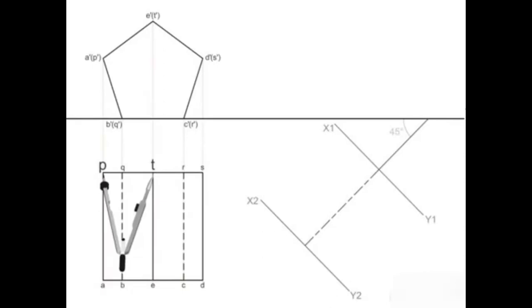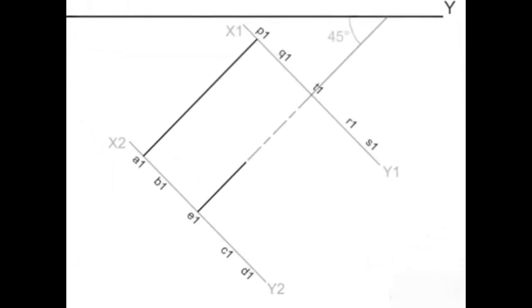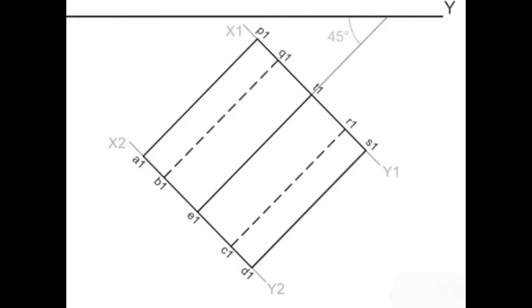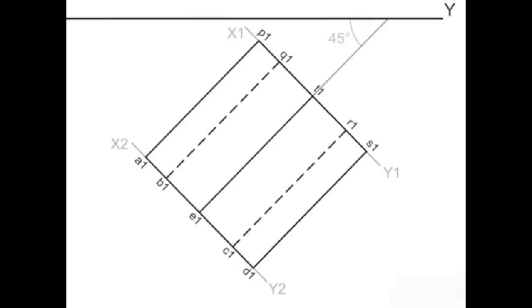Use a divider to measure the distances of the corner points from the existing top view and mark them respectively in this new inclined top view. Finally, connect all points in proper sequence. Here observe that the hidden lines are shown in a dotted pattern.